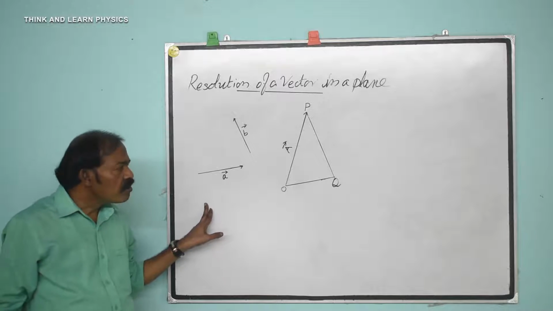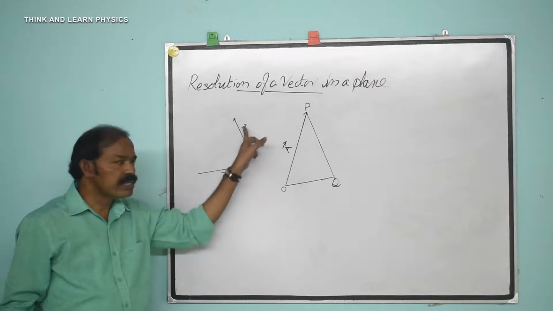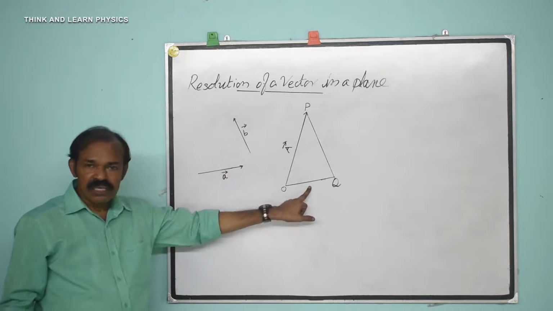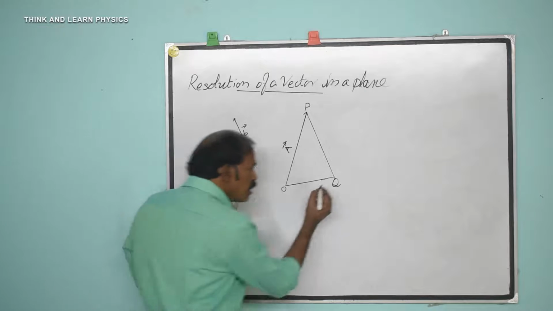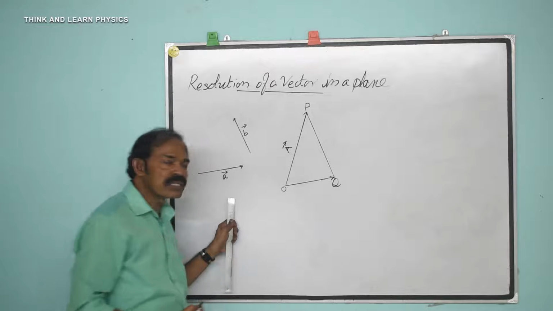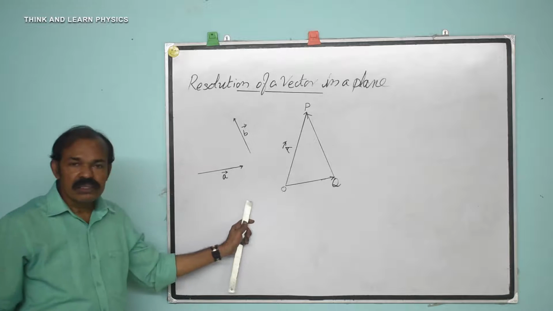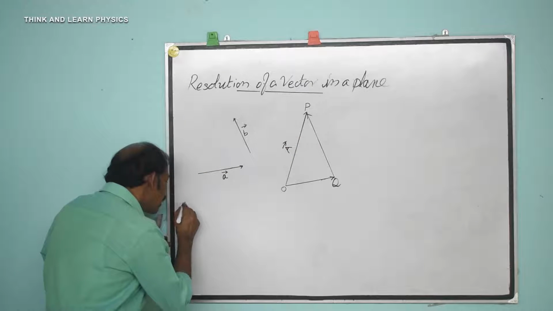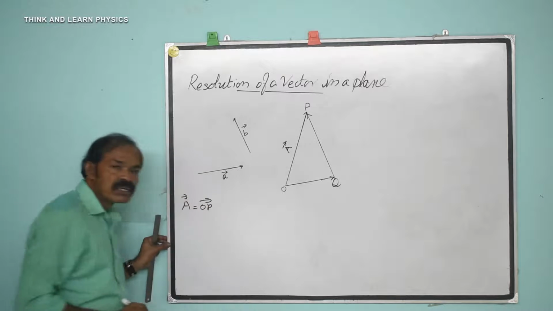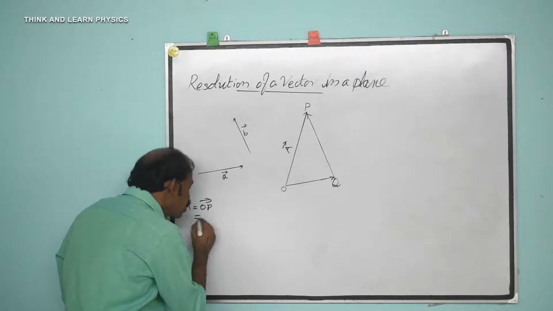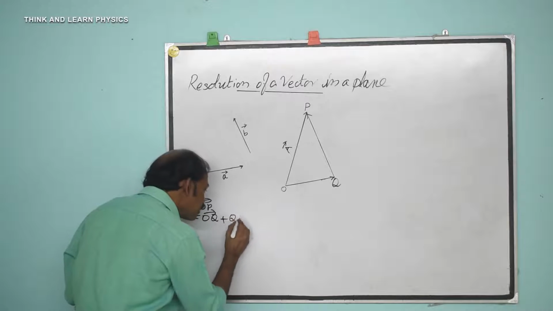Thus, we have drawn two lines through O and P parallel to small a vector and small b vector respectively. Let these two lines meet at the point Q. Now, this may be represented as OQ vector and QP vector. Now clearly from the diagram we can write capital A vector equals OP vector, and this OP vector is equal to OQ vector plus QP vector.